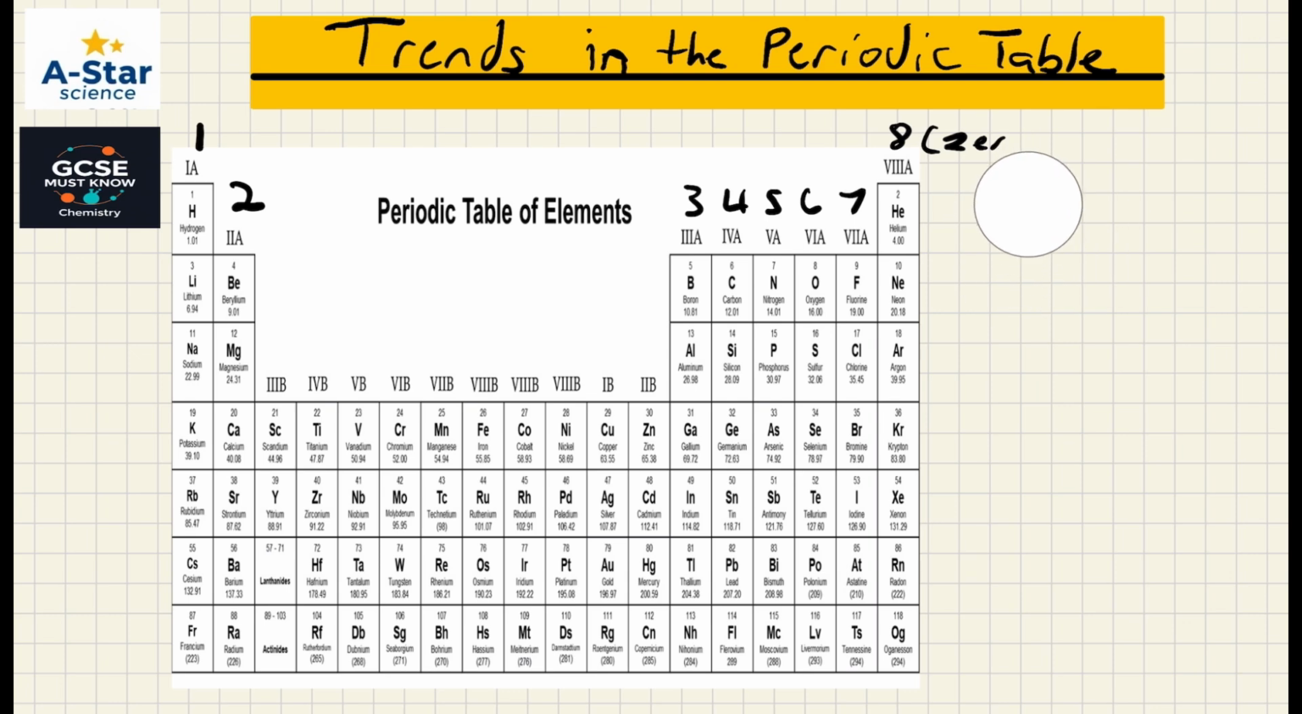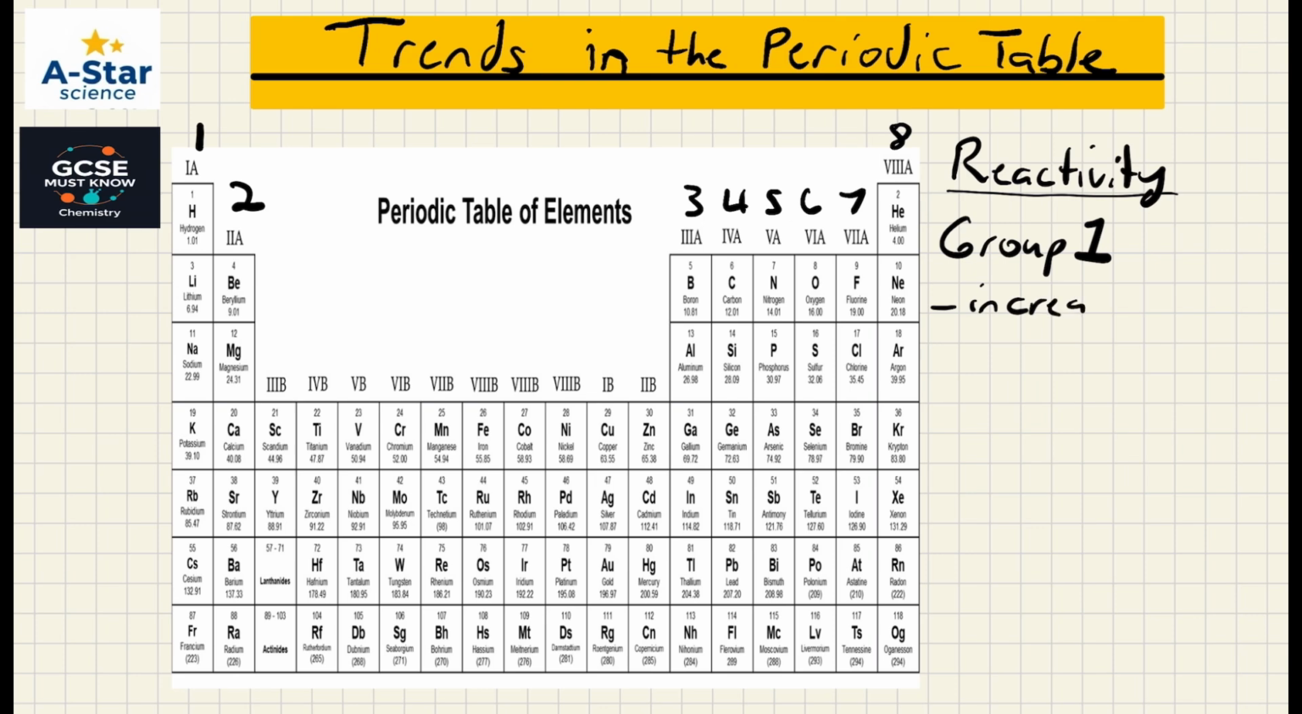So here we're here to talk about the different trends in the periodic table. The first main trend that you want to be concerned about for your GCSE is the reactivity. How does reactivity change on the periodic table? So for group 1, which is the alkali metals, the reactivity increases down the group. So this is important to understand. It increases down the group.